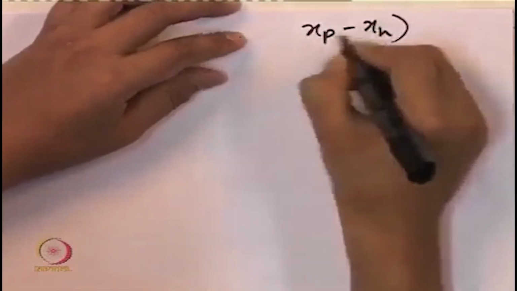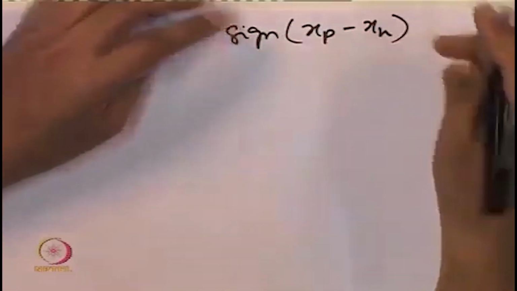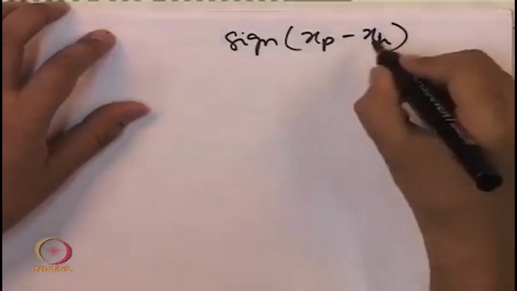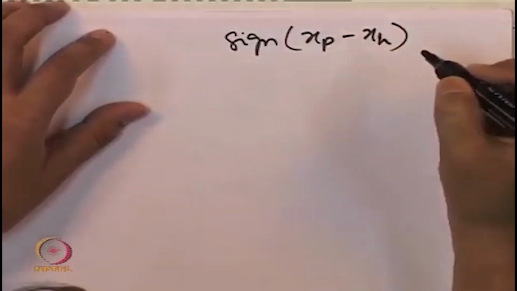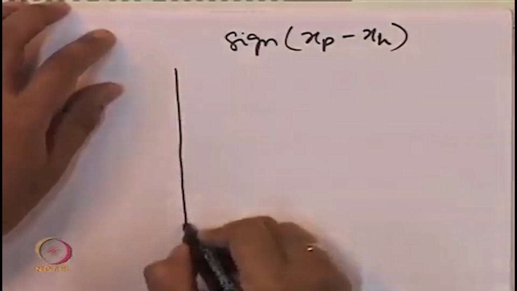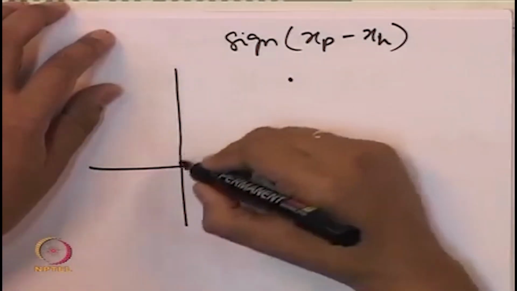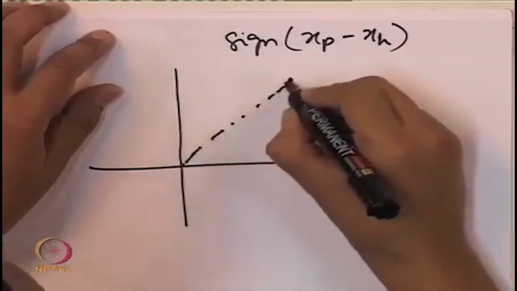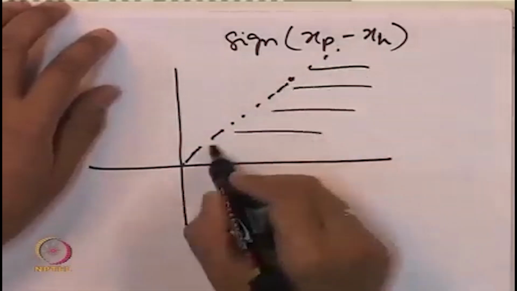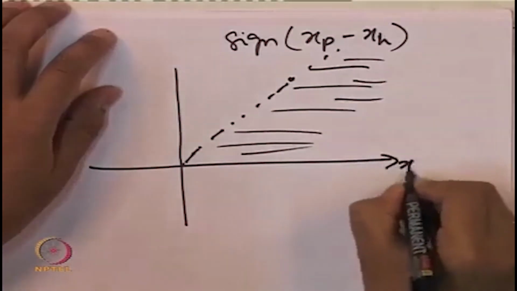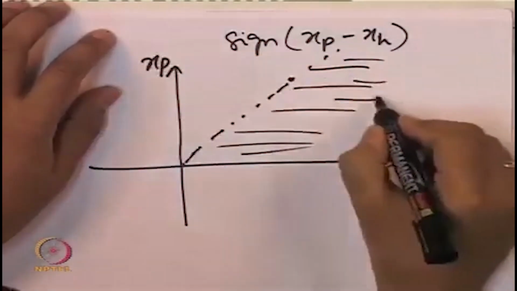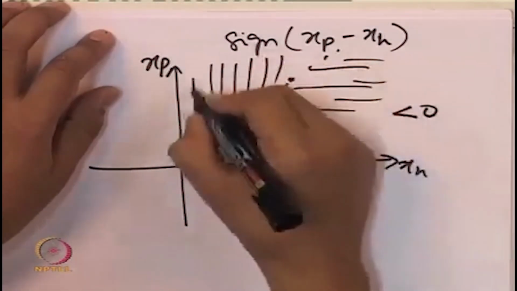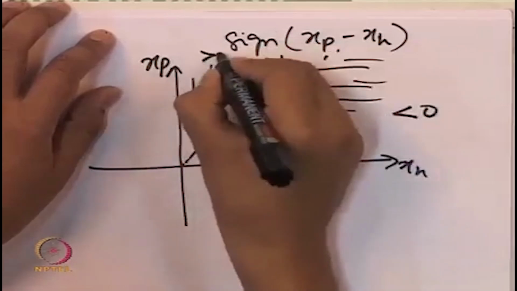Consider the sign of the quantity xp minus xh. The Bendixson criteria says that if the sign of this particular quantity does not change on a region, then there are no periodic orbits contained inside that region. So when is xp minus xh equal to 0? It is along this line. This is xh, this is xp. To the right of this line, this quantity is negative, and above this line or to the left of this line, this quantity is positive.